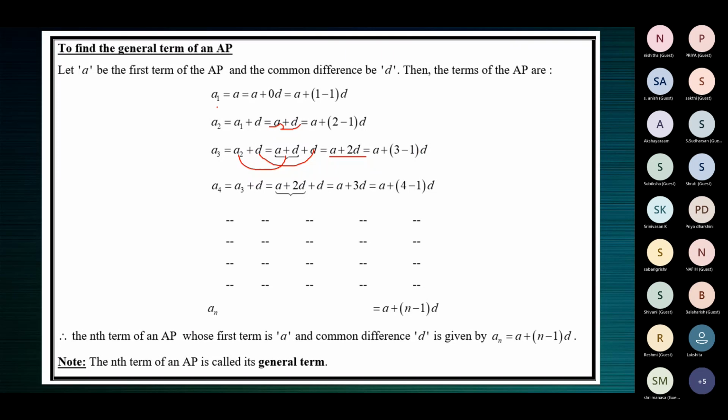So when you look at this pattern, the first term is A plus 1 minus 1 into D. The second term is A plus 2 minus 1 into D. The third term is A plus 3 minus 1 into D. So the nth term will be A plus n minus 1 into D, where A is the first term of the AP, D is the common difference, and n is the position. Supposing you want to find the 10th term, then n will be 10. If you want to find the 100th term, A100, then n is 100, so in place of n you use 100, and that will be the 100th term of the AP.